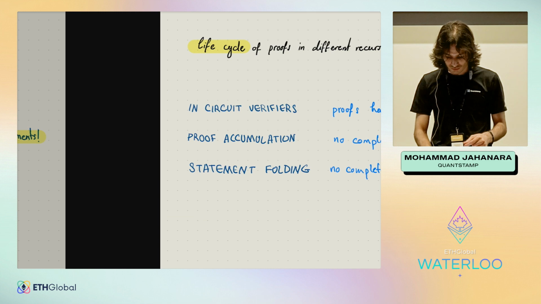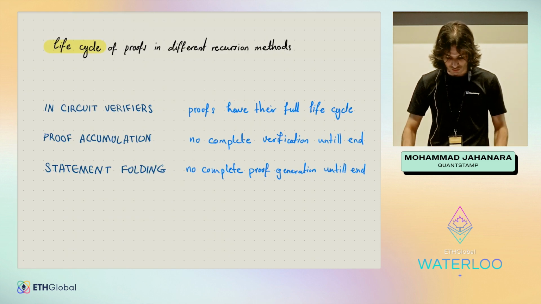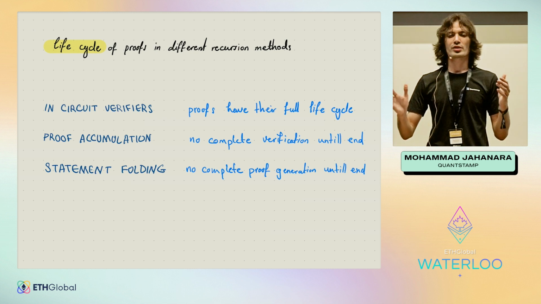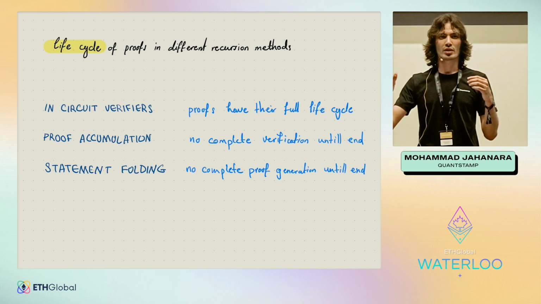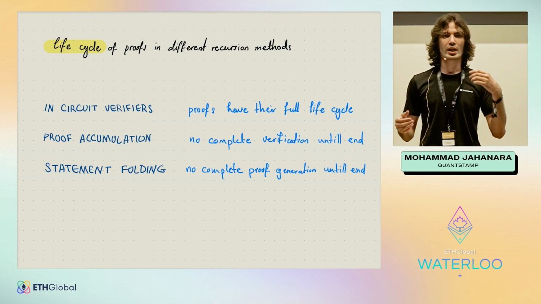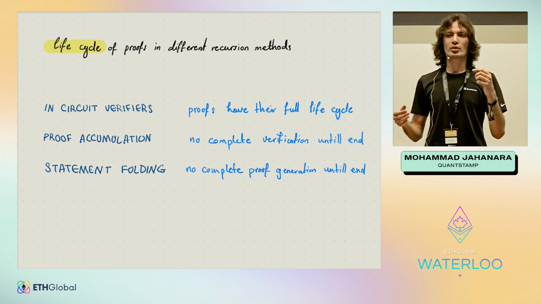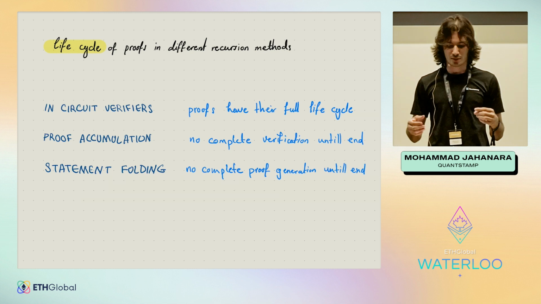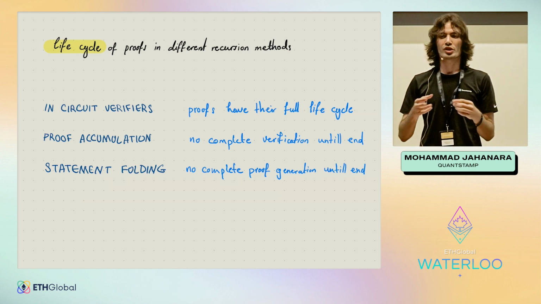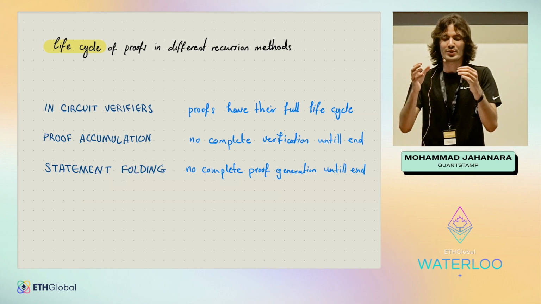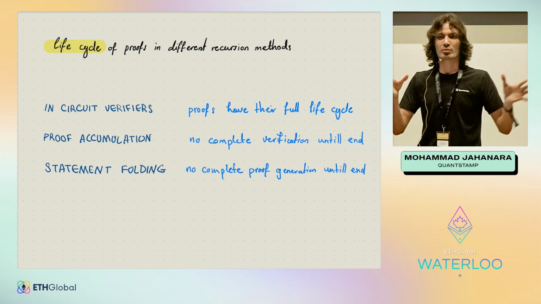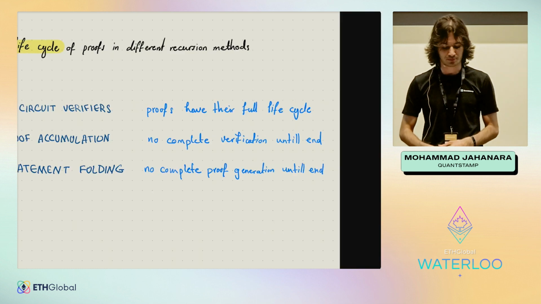And yep, this is my final slide. Basically, with in-circuit verifiers, proofs live their full life cycle and we pay all the cost. With accumulation schemes, we get to avoid the verification until the very end. And with statement folding, we don't generate the proofs at all. Well, we do generate some proofs, but we don't generate full proofs until we have folded all the statements.